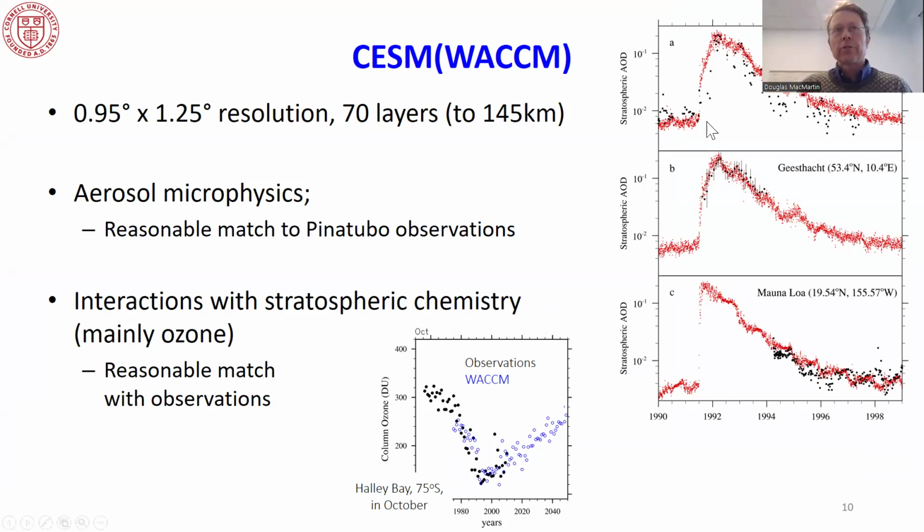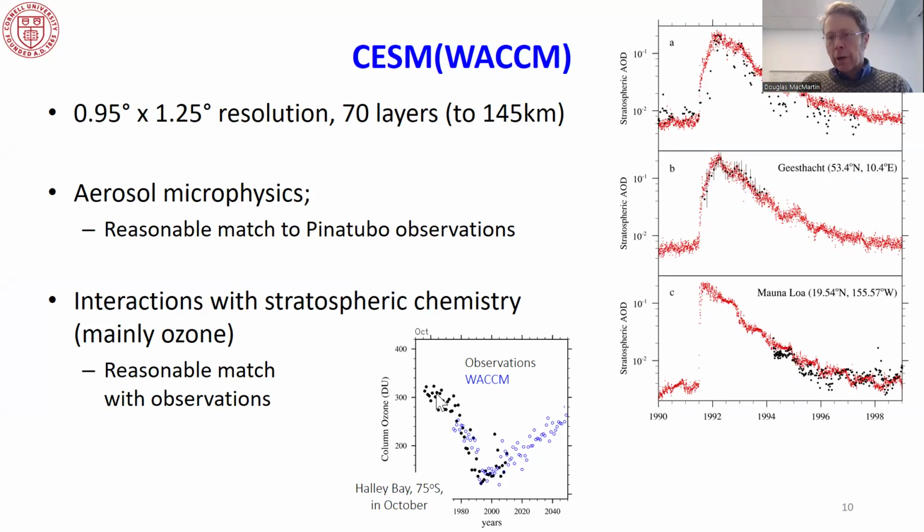This is just illustrating that the black dots on the right are measurements of the aerosols at different locations, taken after the Mount Pinatubo eruption. The red is the model, showing that it broadly matches the observations we've got. On the bottom is the ozone hole over the Antarctic that was caused by CFCs, chlorofluorocarbons, and other things.